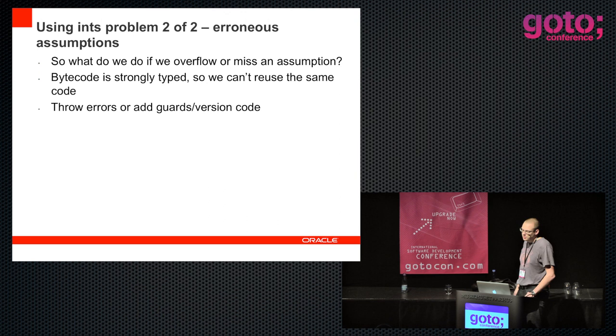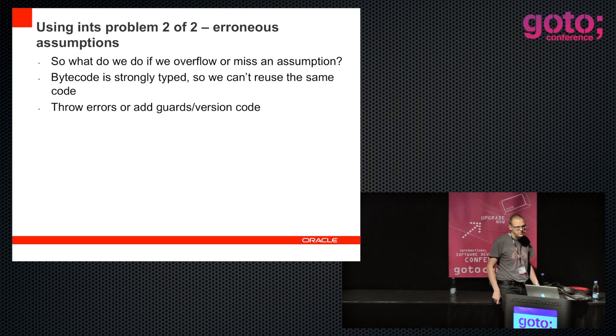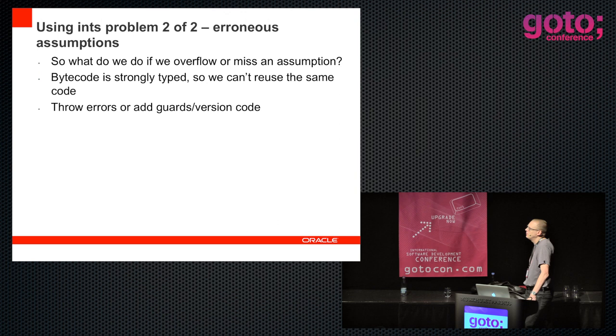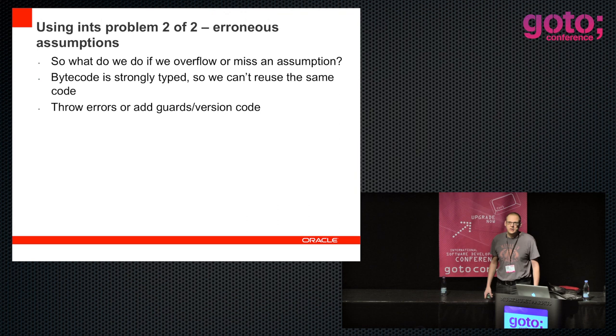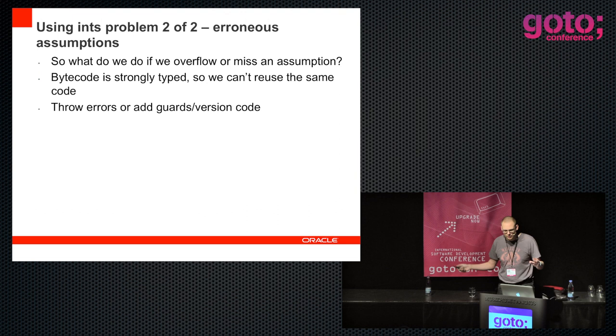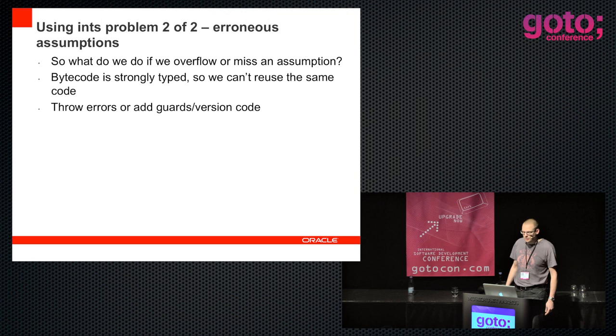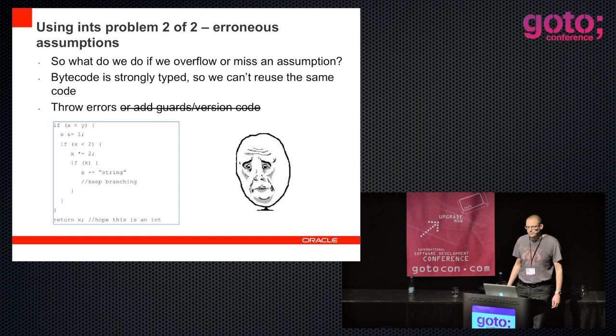So bytecode is strongly typed. I can't just go in there and replace iAdd instructions with dAdd instructions. So we can't reuse the same code. So we have to throw errors or add guards to version of the code whenever we deal with a return value that's uncertain. I might have to branch this code into the case: am I dealing with an object from the array, or an int from the array, or a double, or a long? It's going to bloat horribly for very branchy code. It's going to be completely unmanageable. So I can't version code based on return types and copy code everywhere.